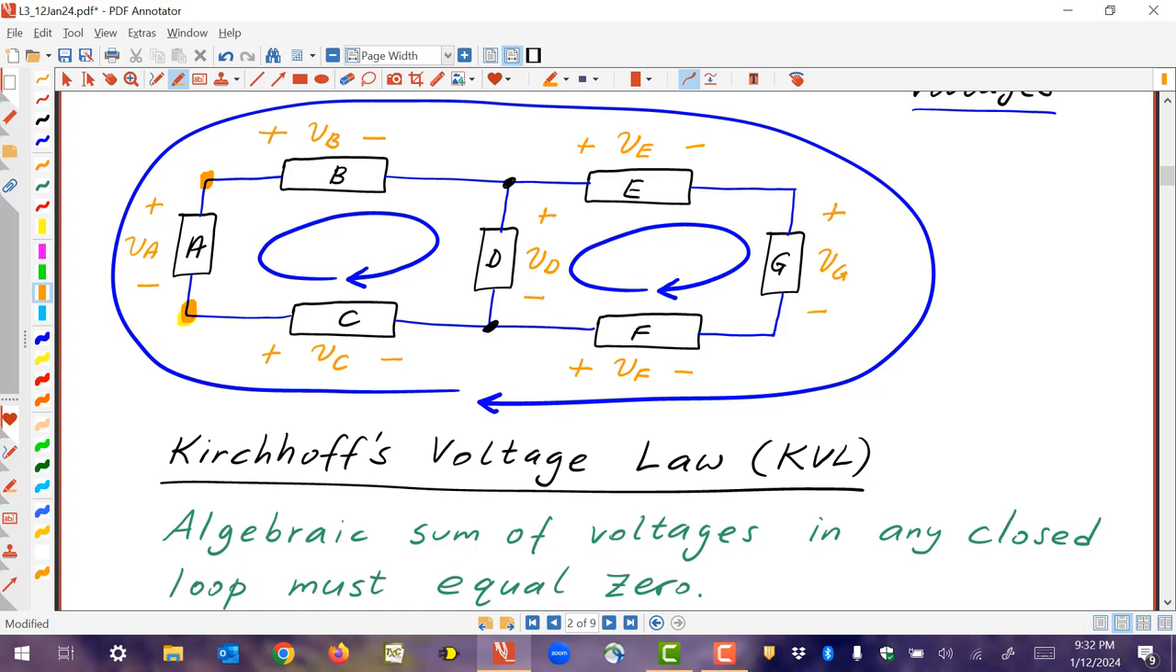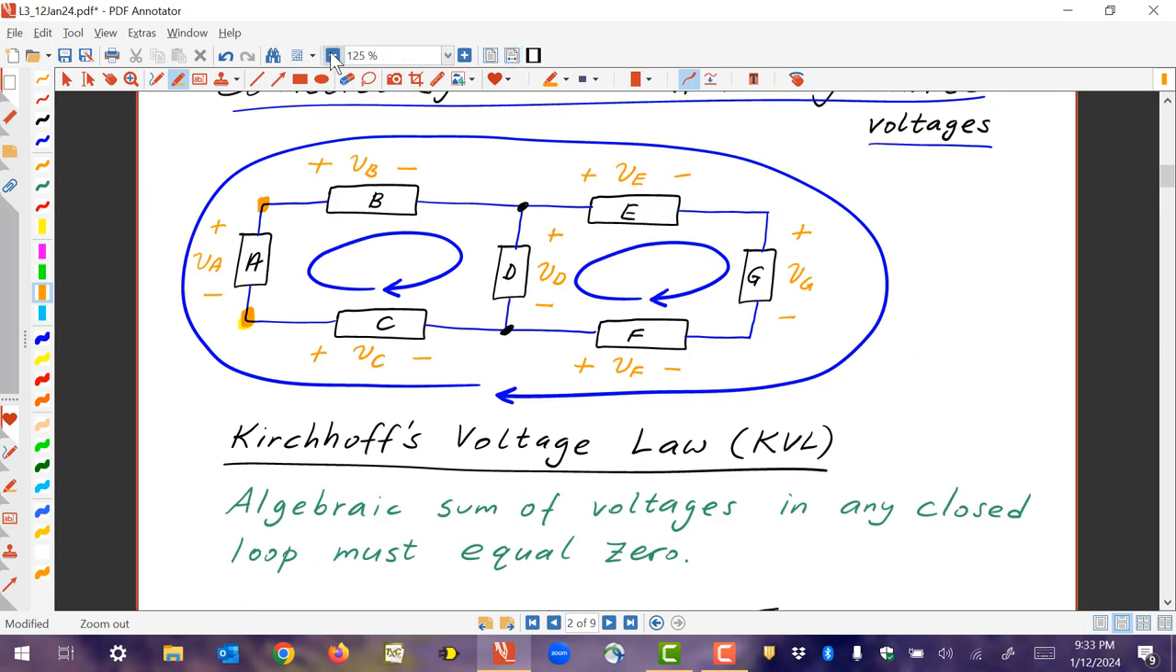So when you go minus to plus in a certain direction, clockwise or counterclockwise, doesn't matter, if you go minus to plus, that's a rise. If you go plus to minus, that's a drop, a voltage drop, okay? So that's why the algebraic sum is important, because an algebraic sum means that you take the rises and drops with different polarity, different signs, right? So let's take a look at some of these loops.